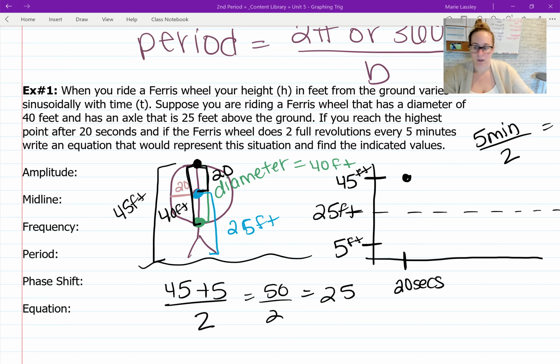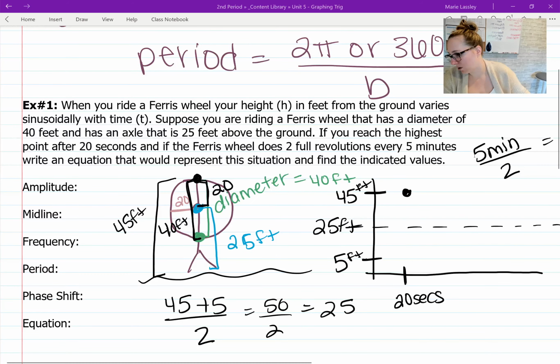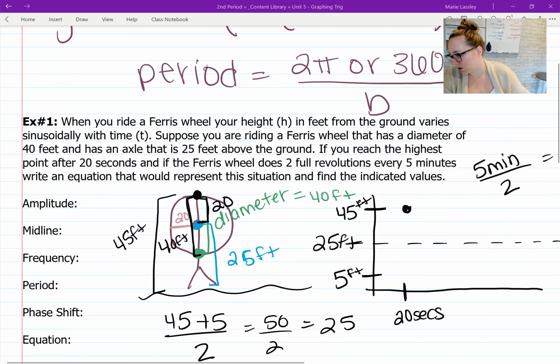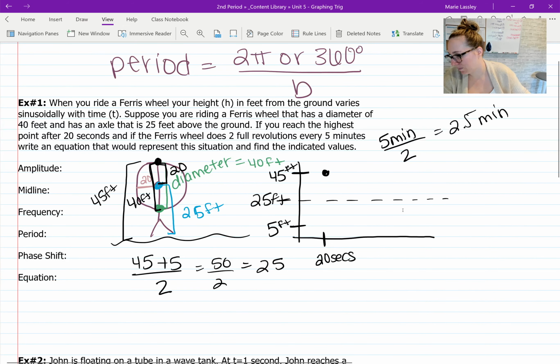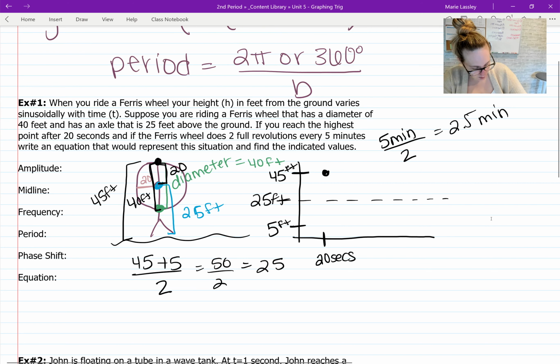Ooh, it's off to the side there. We'll just zoom out a little bit. All right. So 2.5 minutes.